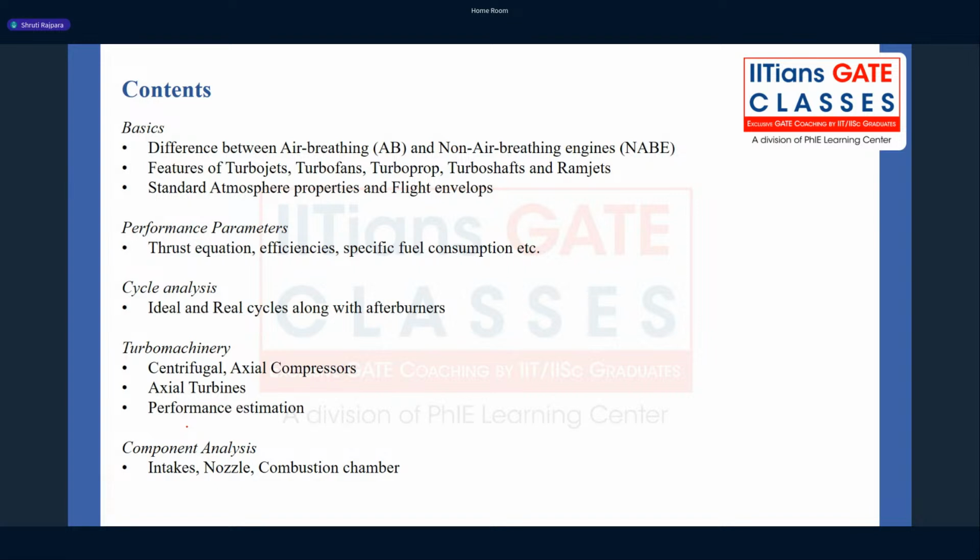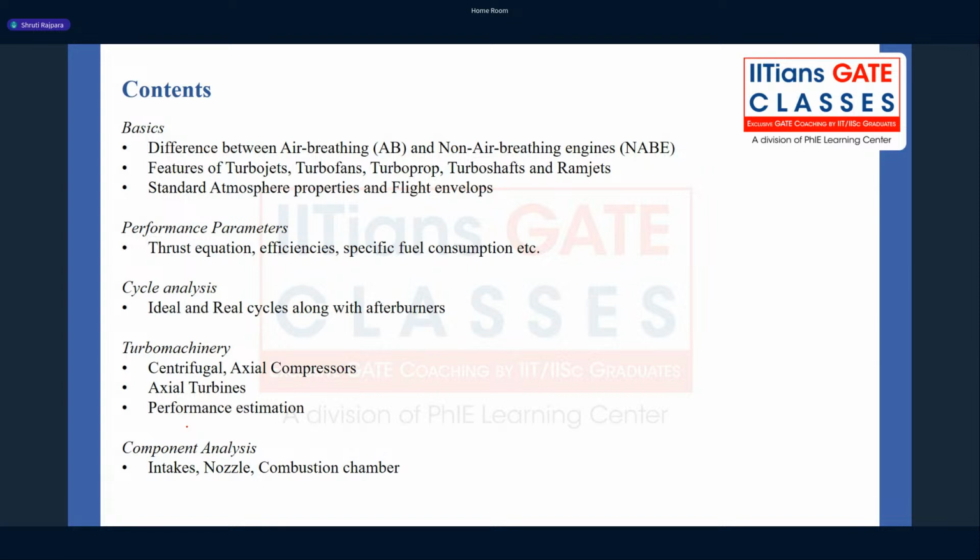In air breathing engines, there are various aircraft engines like turbojets, turbofans, and turboprops, and we'll see what are its features and where it can be used, based on its flight envelope: at what altitude range and at what Mach number we can use a specific engine. We'll also see how to quantify the performance of an engine based on its thrust production or its efficiencies, and what is specific fuel consumption. These are all the performance parameters to quantify the performance of an engine.